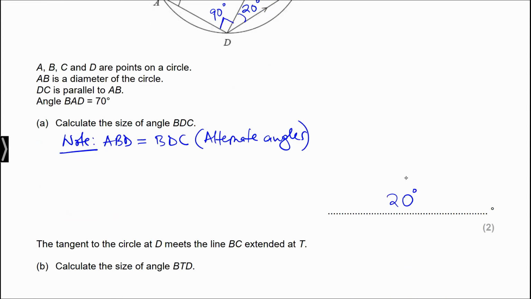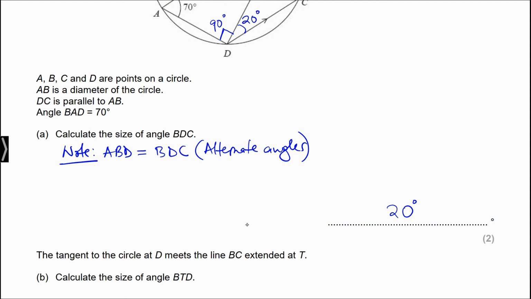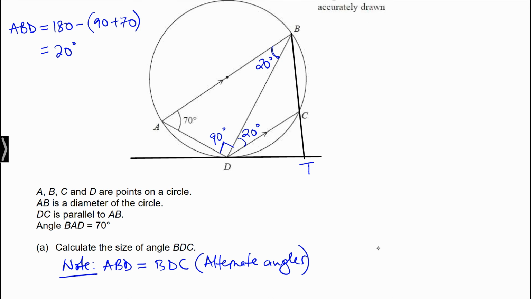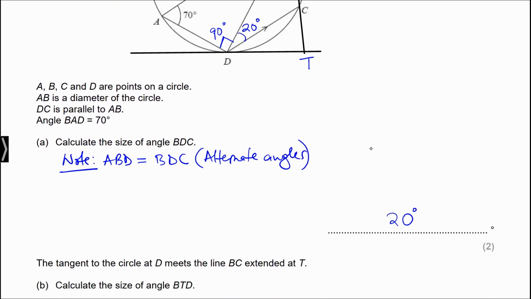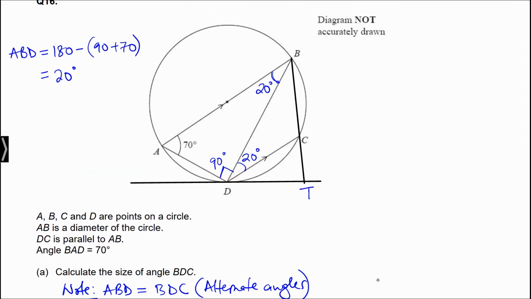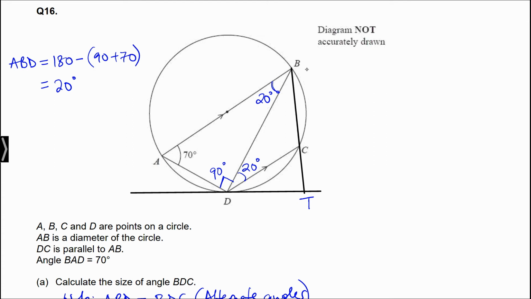We are informed that the tangent to the circle at D meets the line BC extended at T. They want us to find angle BTD, this angle here. To find this angle, we may have to consider this triangle here. We'll come back to that in a minute. So the first step here is to try and find this angle here.